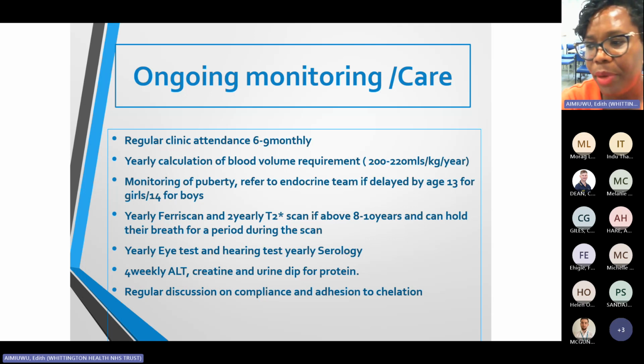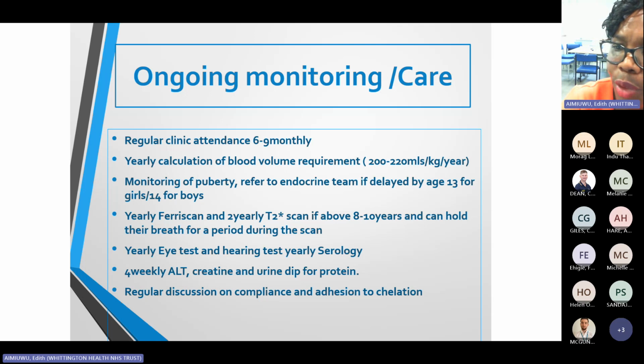If those levels are abnormal in terms of the ALT, we often can either reduce the dose of the chelator such as XJ and monitor that closely. But depending on results, then we act accordingly. Then we have regular discussion on compliance and adherence.